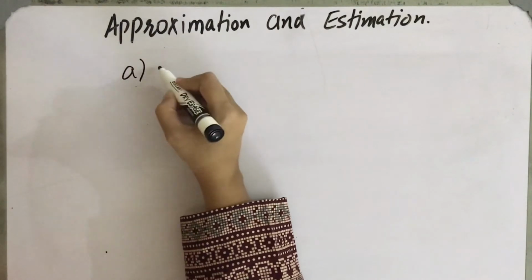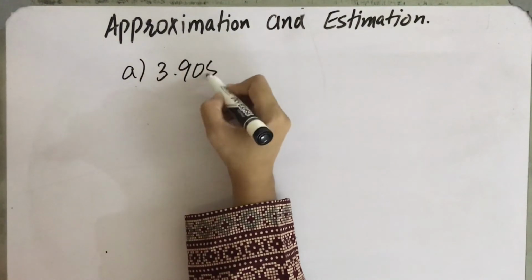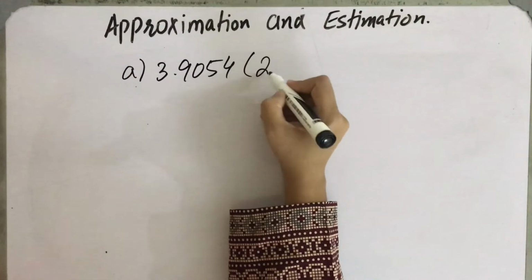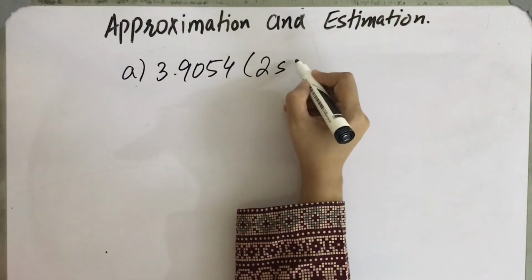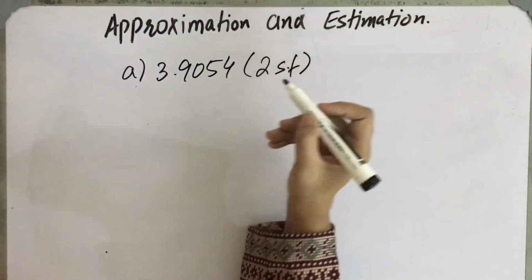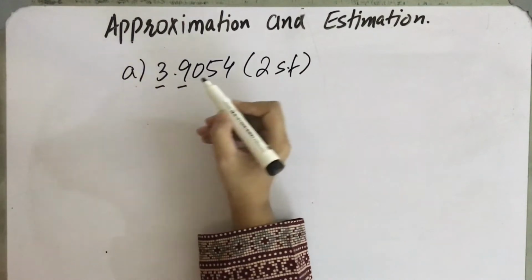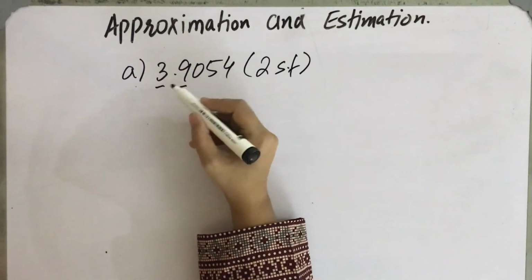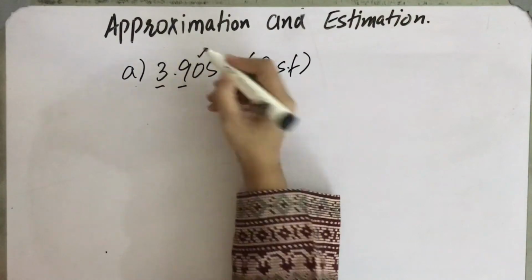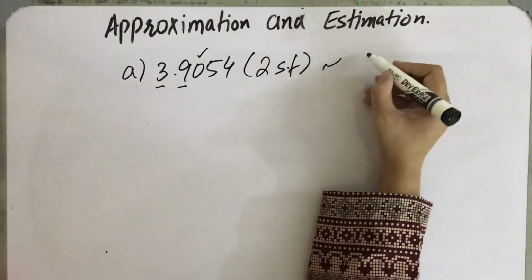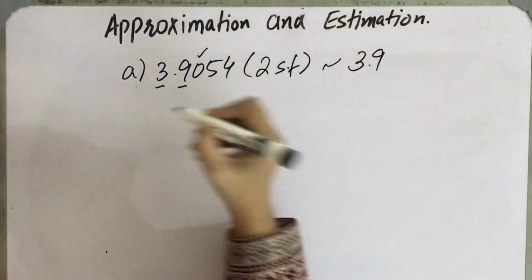So the first part is 3.9054. We have to round off, or express it, correct to 2 significant figures. These are the first 2 non-zero numbers. These are the first 2 significant figures. We shall study this 0. This 0 is less than 5, so our answer will be 3.9.